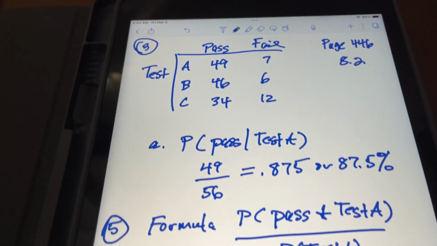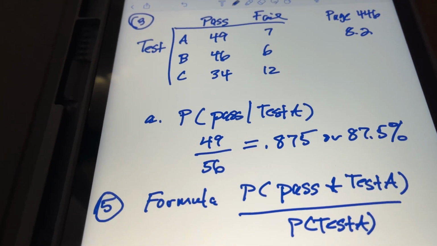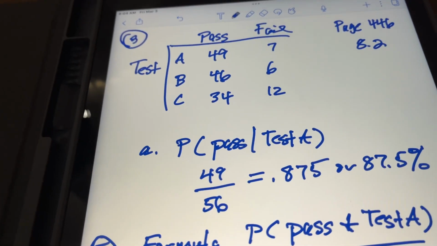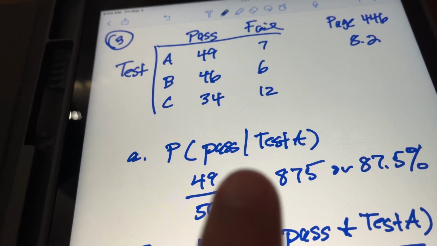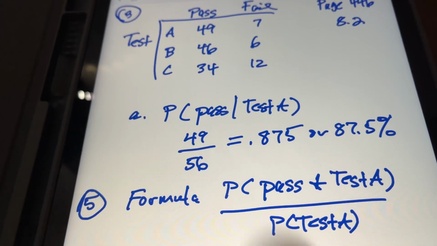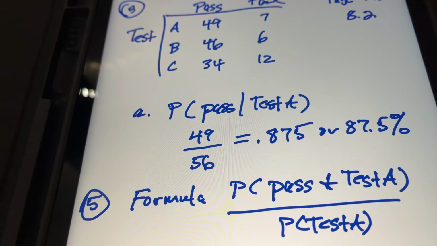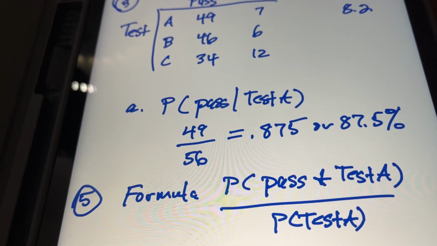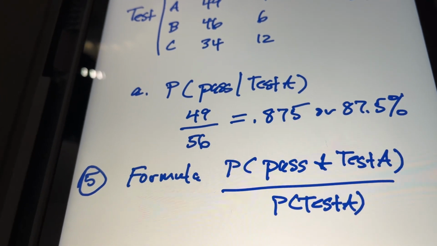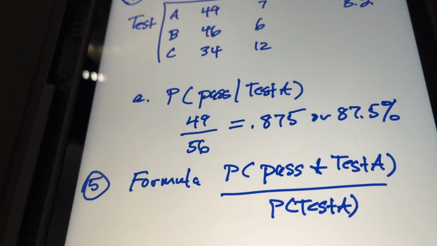Now, in this textbook, question number 5 asks you to use the formula for this. And the formula right here in the book is this. When you're doing the probability that somebody passed, given that they took test A, that is the probability that somebody passed and took test A, divided by the probability of somebody taking test A. So let's look at that.